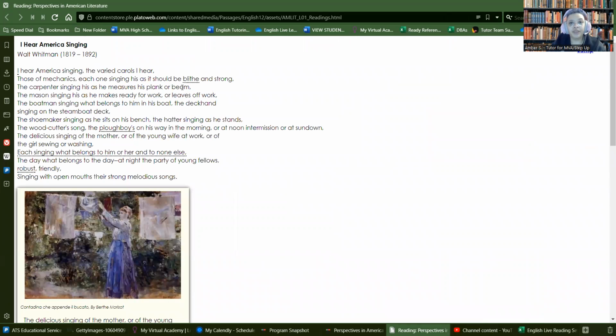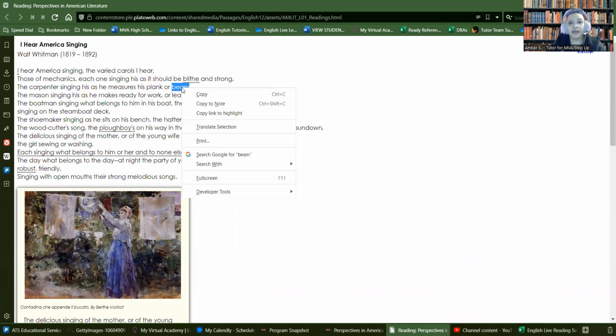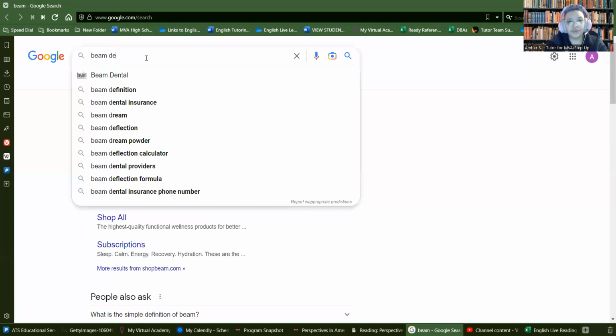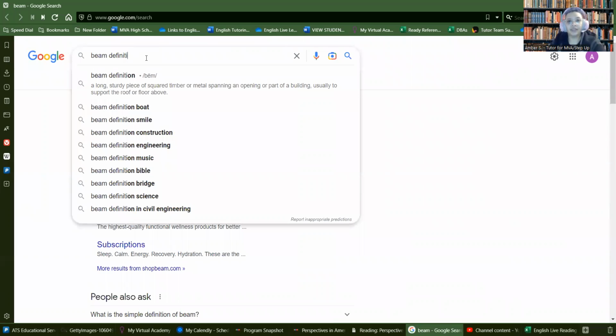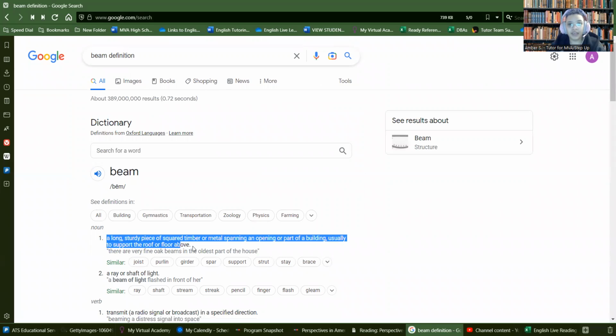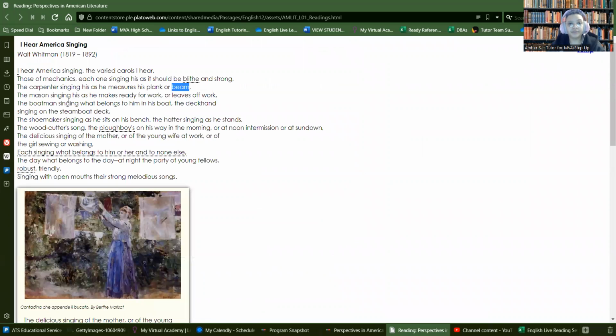And then for beam, it's the same thing. Because beam means a lot of different things, we'll actually have to come here and look. If we go to definition, we've got a long, sturdy piece of square timber or metal spanning an opening or part of a building, usually to support the roof or the floor above. So they're basically very similar things.